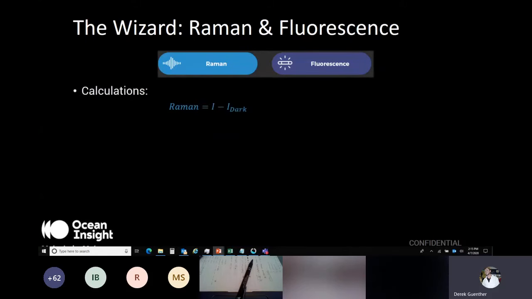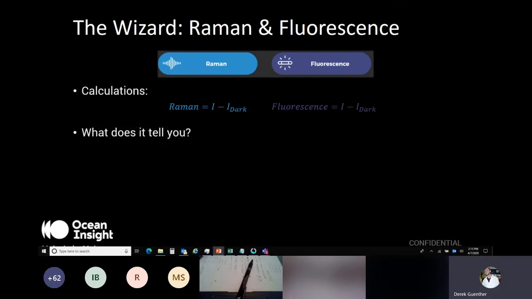So let's look at the calculations likewise for these. Very simple, way easier than the absorbance or the other stuff. It's just the intensity minus the dark intensity. So your live intensity minus dark. And this is why I said they're so similar. The fluorescence is doing the exact same calculation there.